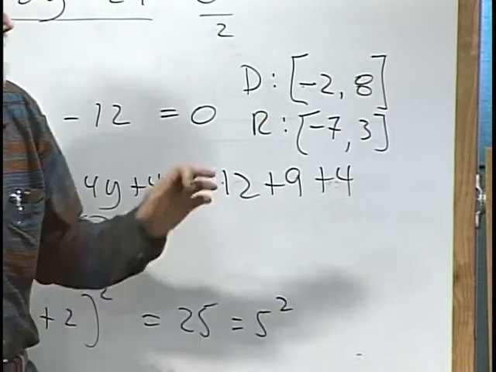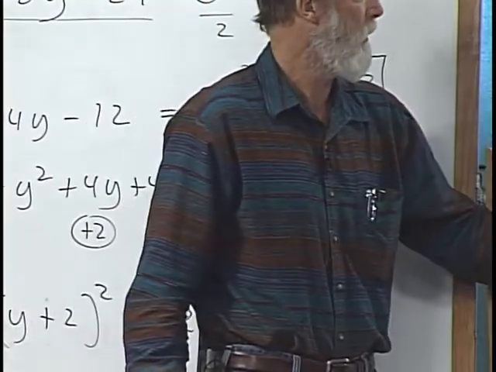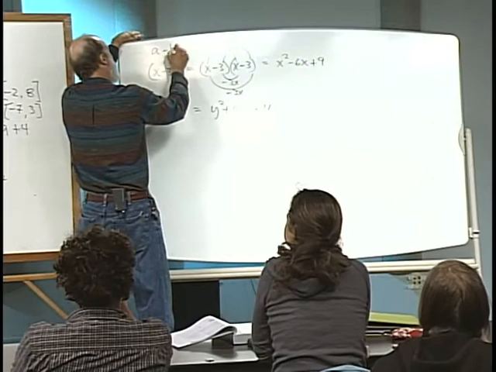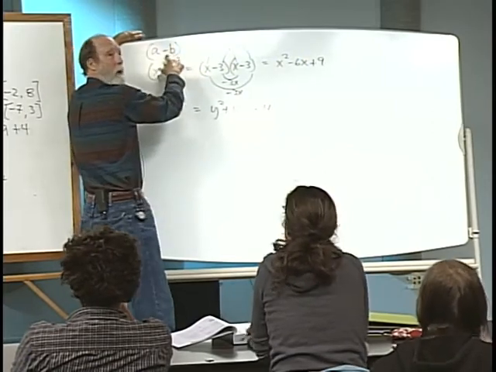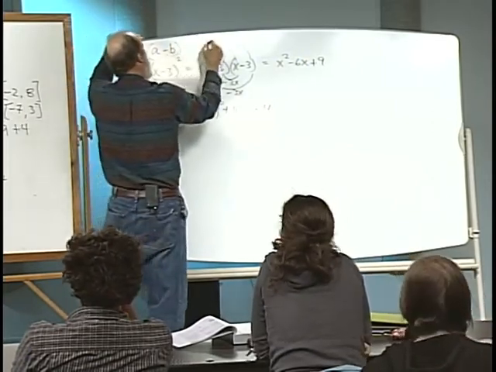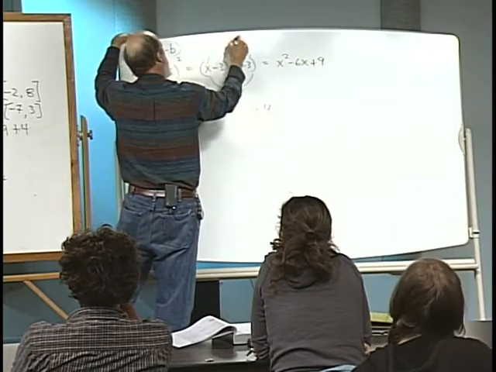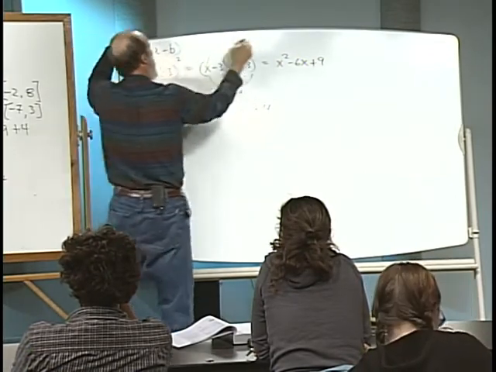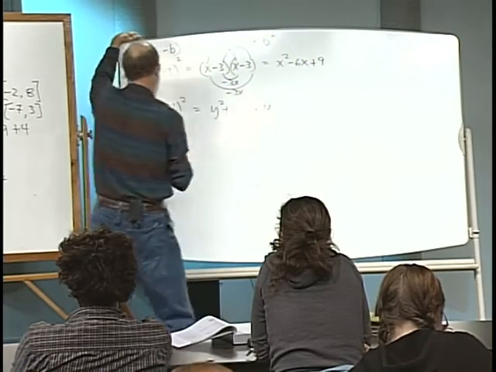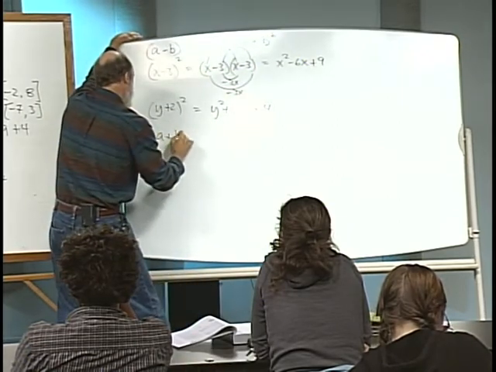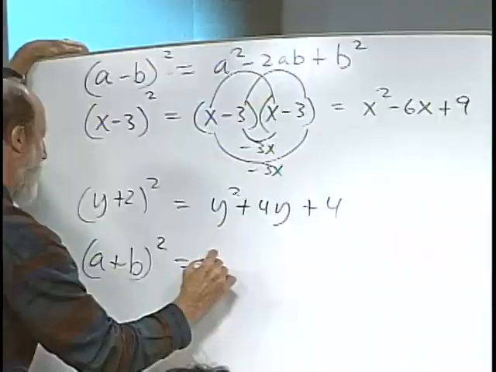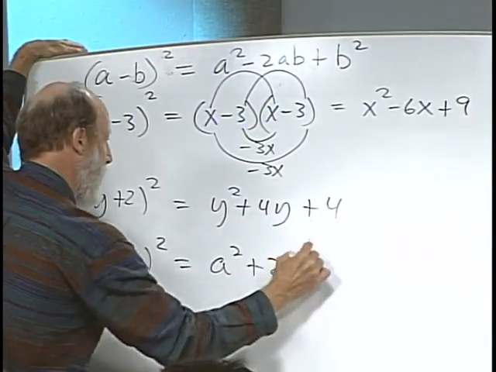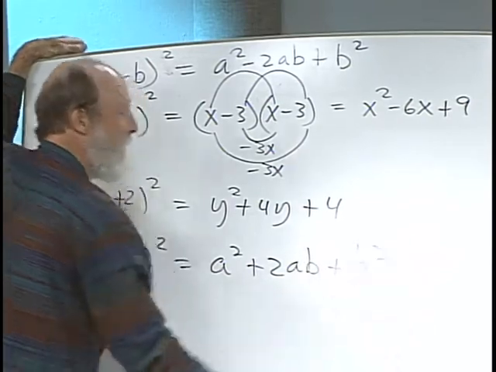Okay, so I've reviewed binomial square structure with you, and the way you find these in textbooks in general form is a minus b quantity squared. You square the first, double the inner product, the product of the terms: minus 2ab plus b squared. And down here, a plus b squared is equal to the square of the first plus twice the product of the terms plus the square of the last.